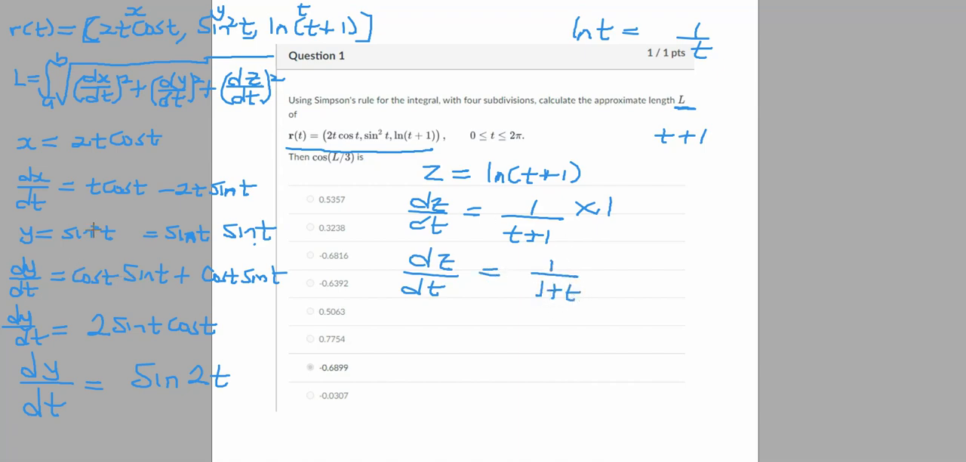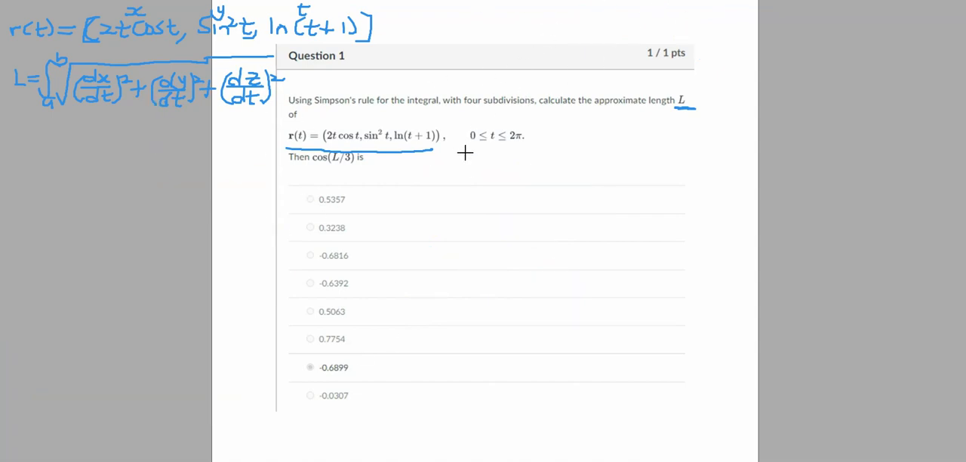So we know our dx/dt, dy/dt, and dz/dt. So we need to insert everything inside this equation. So let's take all of this off and insert that. Our L now equals to the square root of the integral from a to b. Our a is 0. We are starting from 0 to 2 pi. The square root of dx/dt all square.